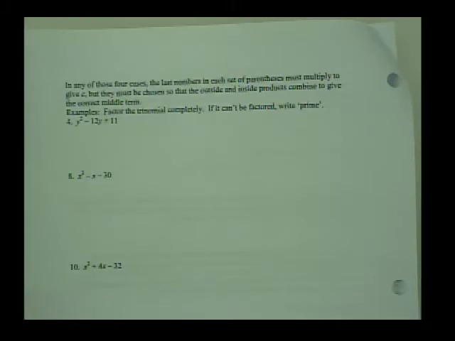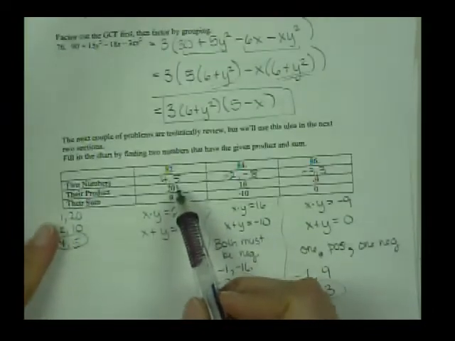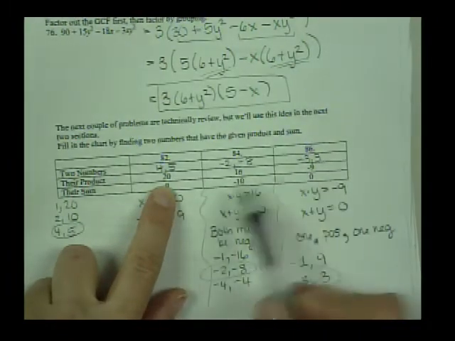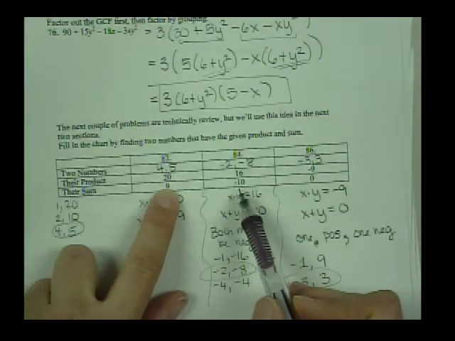So it says in any of those four cases, the last numbers have to multiply together to give C, but they must be chosen so that the outside and inside products combine to give the correct middle term. So that's actually what the last problem was having us get ready for in section 4.1. So we're trying to find what numbers multiply together to give the last one and add up. This is like their middle term.